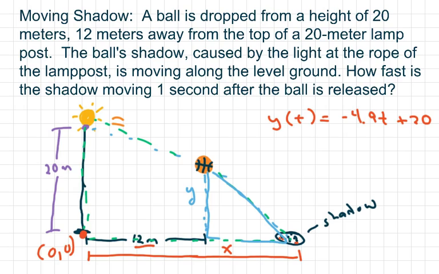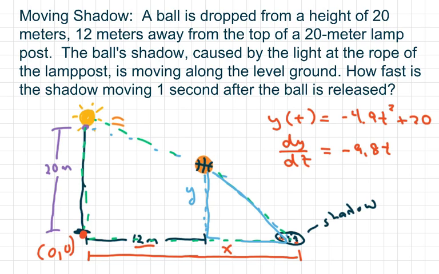So the first thing we want to do is take a derivative of y with respect to t. Now this is going to be squared too. And so this is going to equal negative 9.8t. Alright? If you just take the derivative of that.